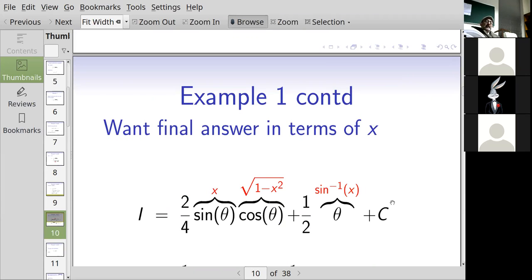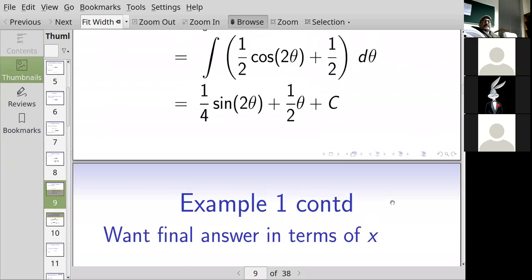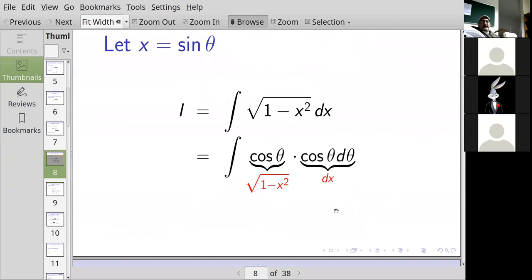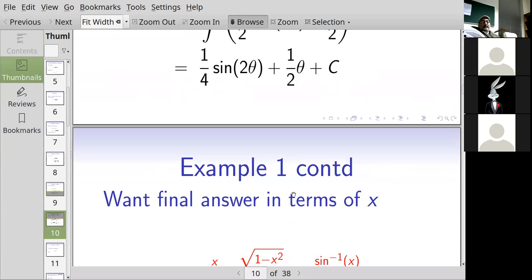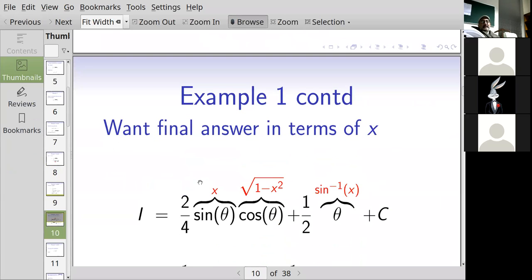Now, what was sine theta? I let x equal sine theta, right? And what was cos theta? Well, I calculated that. I said cos theta is root of 1 minus x squared, right? So sine theta is x. Cos theta is root of 1 minus x squared. And 1/2. Well, what was theta? If x was equal to sine theta, then theta was equal to the inverse sine of x, right?